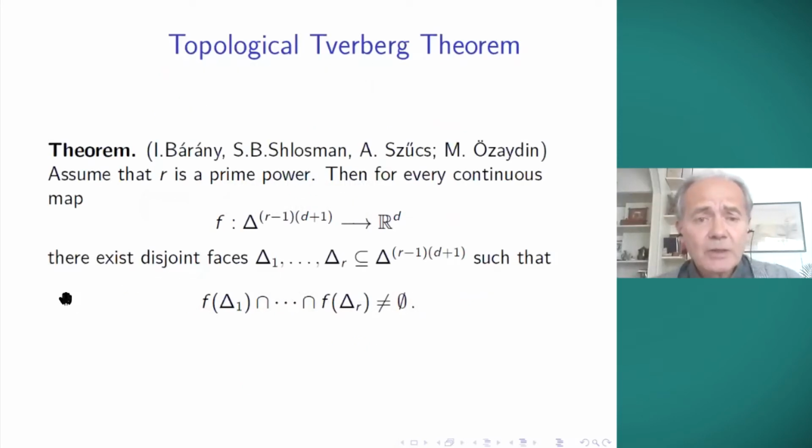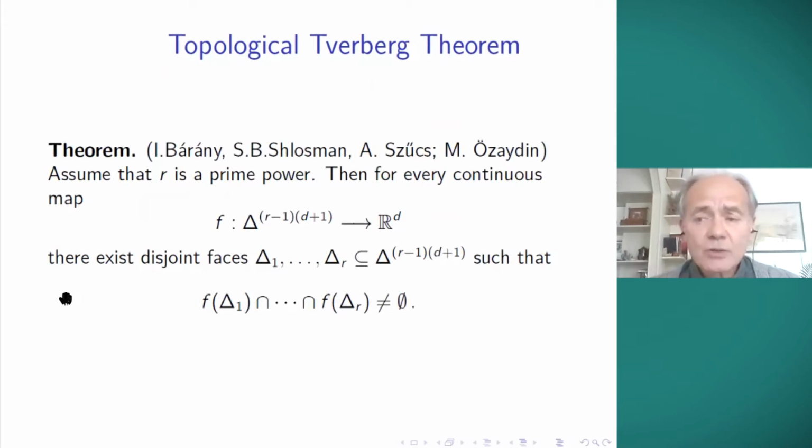We already heard about the topological Tverberg theorem. So originally proved for primes by Imre Bárány, Senya Shlosman, and András Szűcs, and also by Murad Özaydin, but it was unpublished. So Volovikov, Sarkaria, and Marc de Longueville independently found the proof for prime powers.